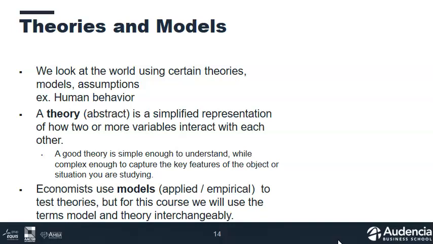So a theory, as it says here, is very abstract. It simplifies things down into typically two variables to interact. A good theory is simple to understand, but it tries to grab some of the key aspects of decision-making in macroeconomics. We use a lot of theories. One of the key assumptions when we apply macroeconomics, and even microeconomics, is the key assumption of ceteris paribus.